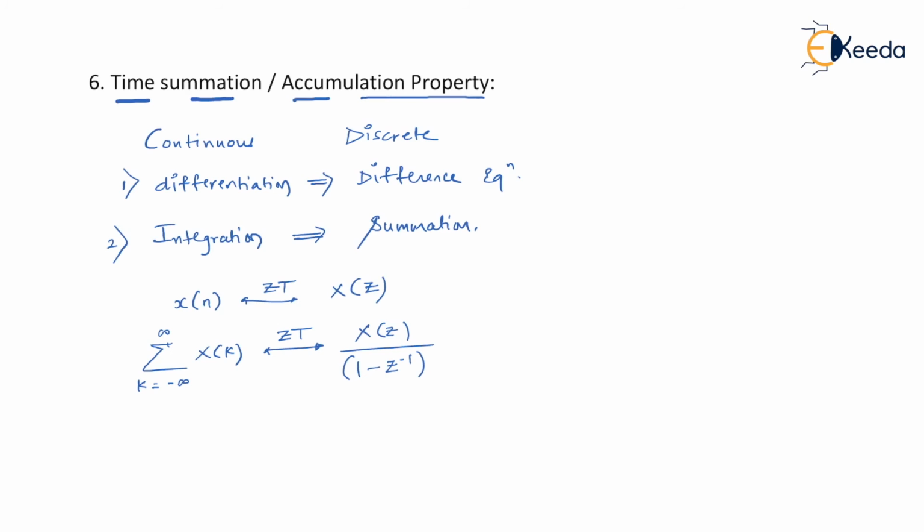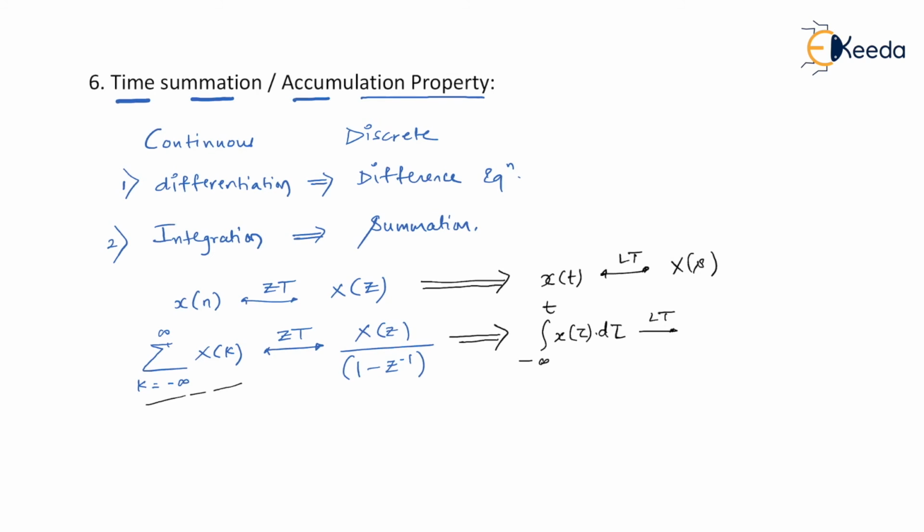So let me draw this analogy in the case of Laplace transform. In the case of Laplace transform, we had signal x of t, whose Laplace transform we used to say as X of s. When I'm saying there is a summation in discrete domain, in continuous domain what we have is integration. So this accumulation property refers to an integration property in continuous domain. What we had is the integral from minus infinity to t of x of tau d tau, whose Laplace transform we used to write as X of s upon s.